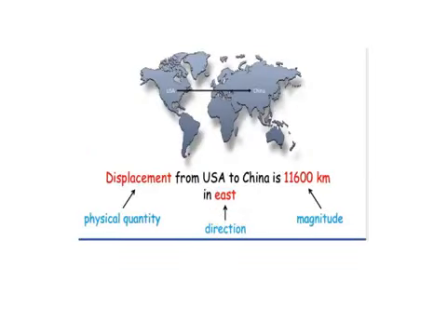Similarly, we have another example in which you can see that if you are moving from USA to China, then the magnitude is 11,600 kilometers and it is in the east direction. So displacement is a vector quantity which has magnitude as well as direction.